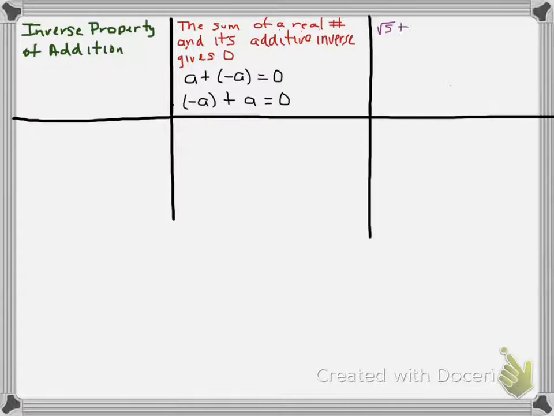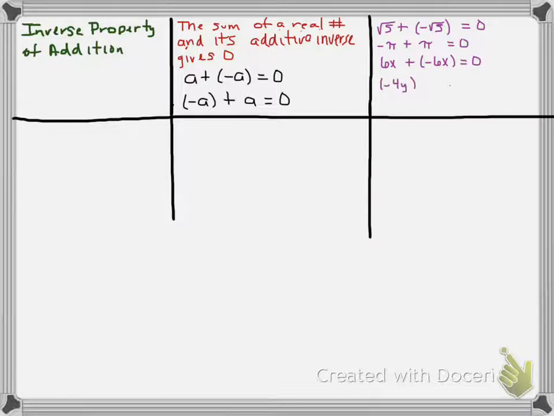So the little examples here would be the square root of 5. How do I make that a 0? By adding a negative square root of 5. And if I have a negative pi, how can I get rid of it? How does it become a 0? By adding a positive pi. If I have a 6x, how can I get rid of a 6x? By adding a negative 6x.